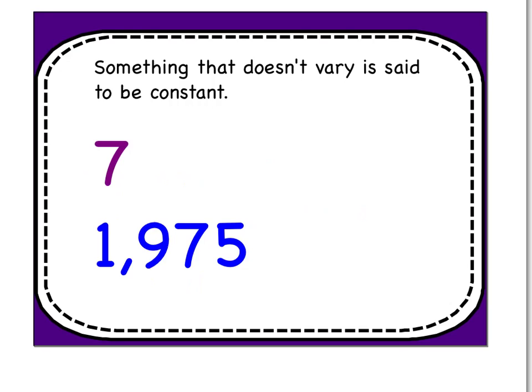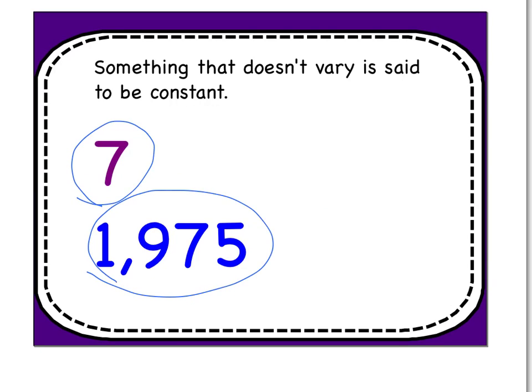Something that doesn't vary or doesn't change is said to be a constant. A number that stands all by itself without any x's or y's or abc's or any other variables is said to be a constant. 7 is 7. There's nothing we're going to see that changes about this 7. There's nothing we're going to see that changes about this 1975.